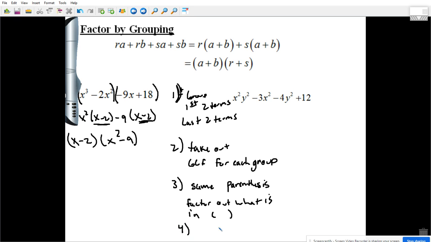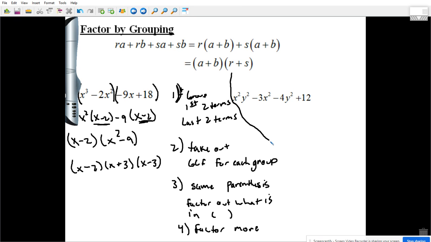Then the fourth thing I do is factor more if I can. I can't factor this x minus 2. But this x squared minus 9 is the difference of 2 perfect squares. So that factors to x plus 3, x minus 3. Okay, so again, this is kind of how we do this.